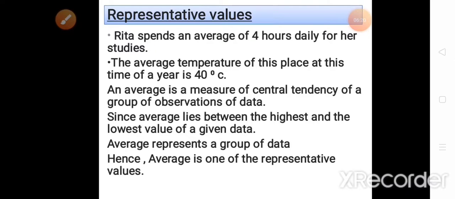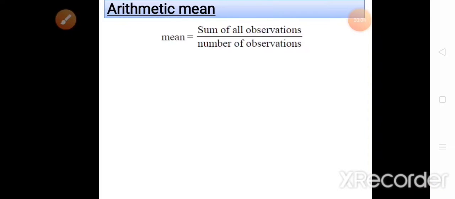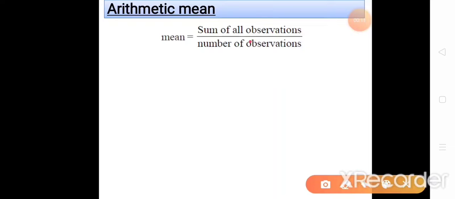Now, another term for the word average is arithmetic mean. Mathematically, arithmetic mean is equal to the sum of all observations divided by the number of observations. And by the word observation, I mean the data that we have collected from our requisite source.